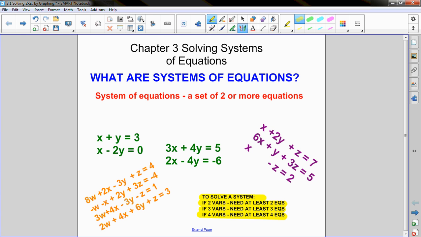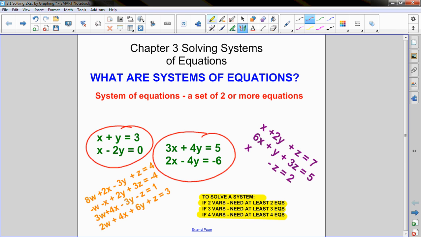Don't fret, because we are not going to solve the 3x3's or the 4x4's. In this chapter, we're only going to solve the 2x2's. The reason we call them 2x2's is because two variables, two equations. Right. Here's another one. 2x2 because it's two variables, two equations. Okay.